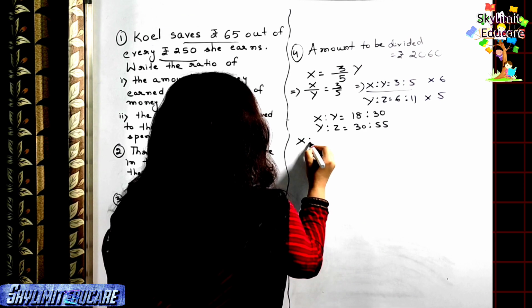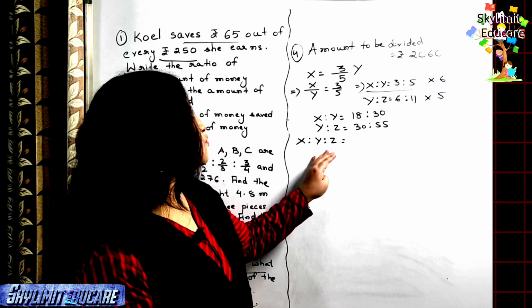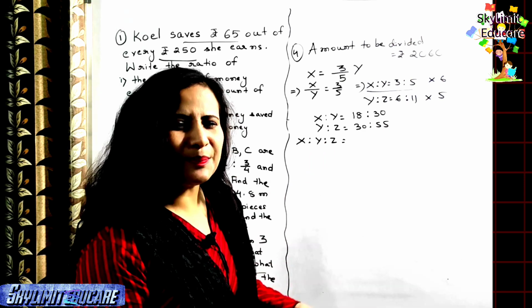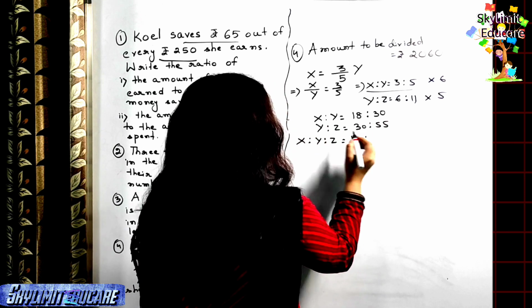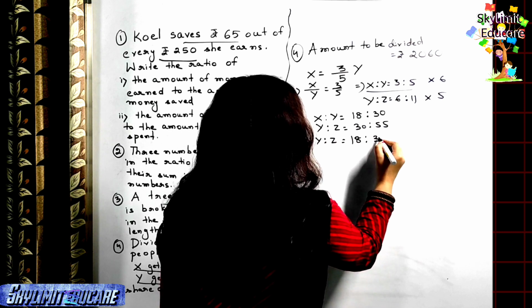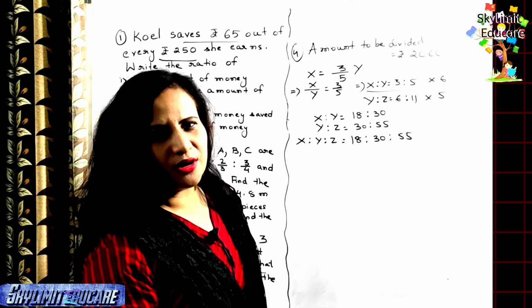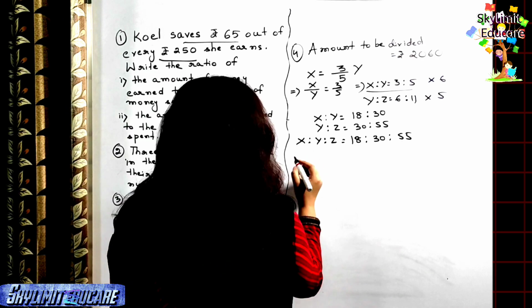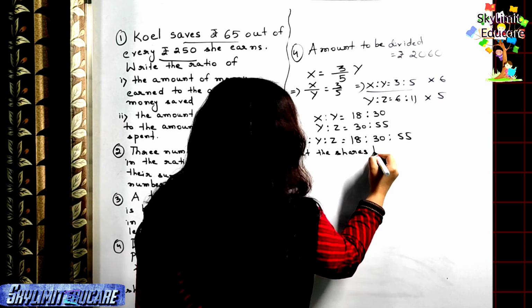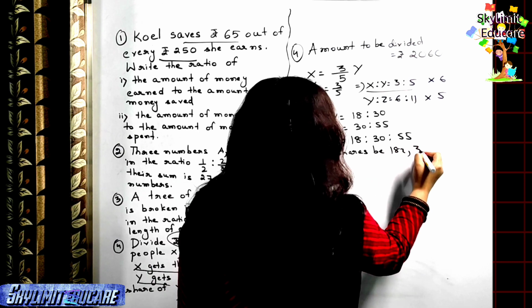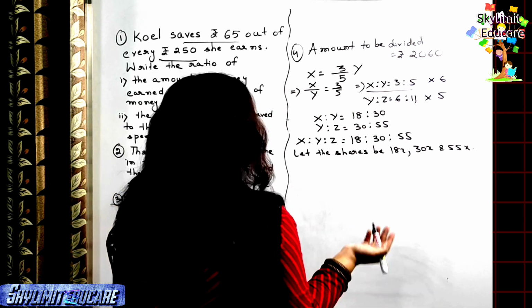Now we can find out the ratio for X is to Y is to Z, because we need this ratio, then only we can distribute the amount among these 3 people. So 18 is for X, 30 is the same for Y. Yes, Y here is 30, here also Y is 30, and Z is 55. So now you can follow any one method and you can find out the share of each. Okay, so let's do it by X. Let the shares be 18X, 30X and 55X, or you can go for the total parts method also, no problem.